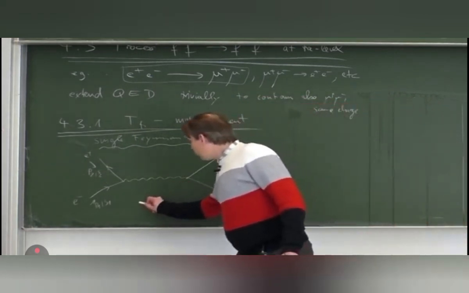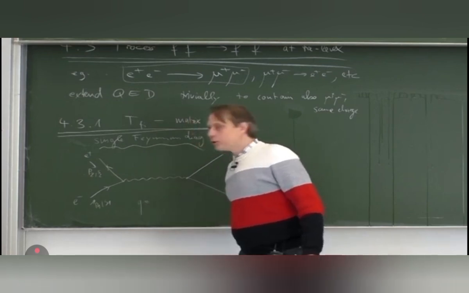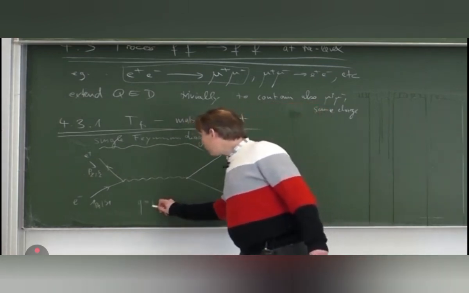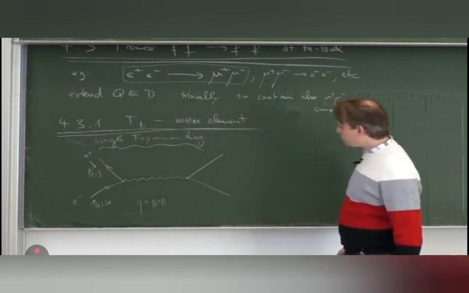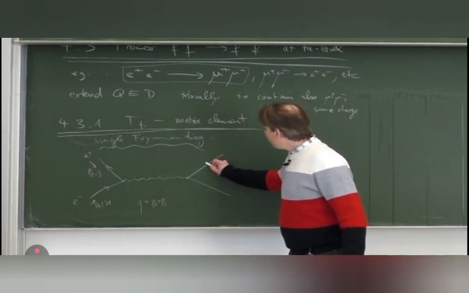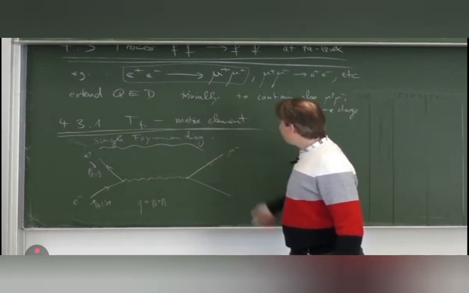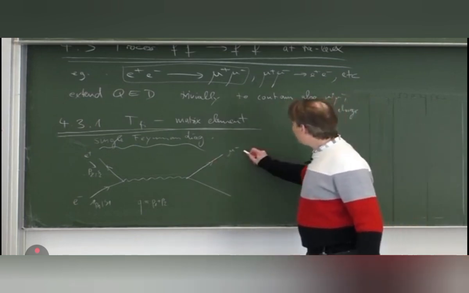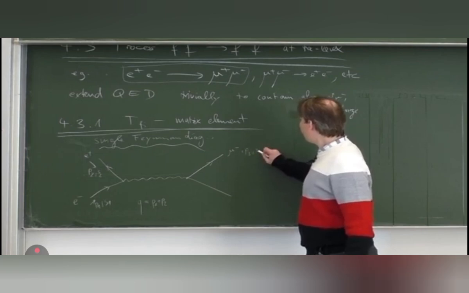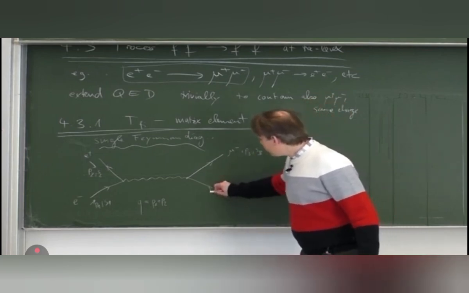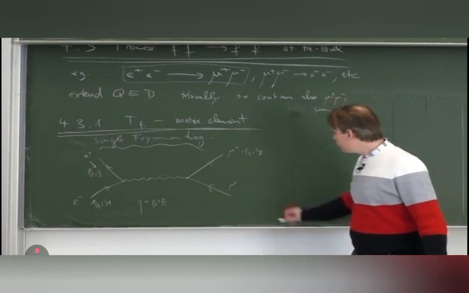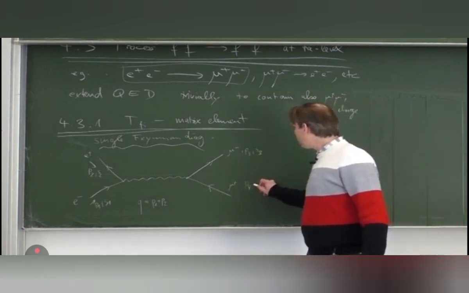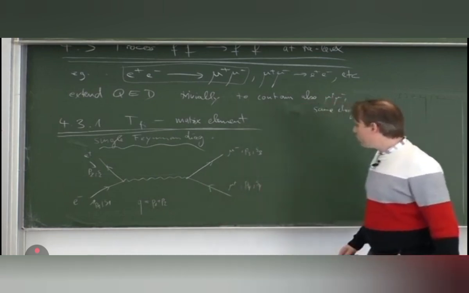Then here we have a photon propagator with momentum Q, which is the sum of P1 plus P2. And in the final state, we have on the one hand a mu minus, with outgoing momentum P3 and spin S3. And on the other hand, we have an outgoing mu plus, indicated by that reversed arrow here, with outgoing momentum P4 and spin S4.